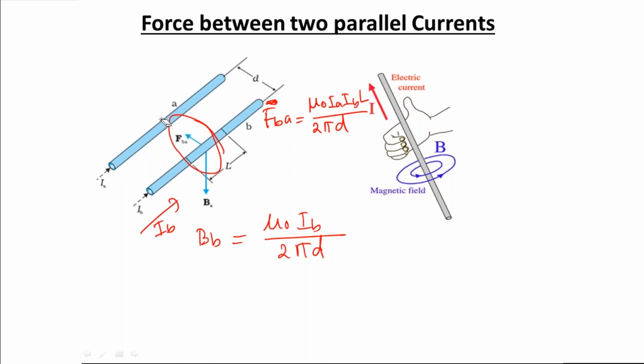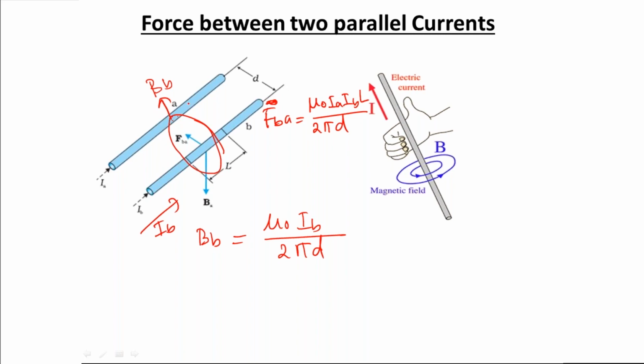Okay, it will be coming out of the plane of the paper, so kind of this direction, like this. Okay, coming out of the plane of the paper. So this is B, the magnetic field created by the current I_B, or the current conductor B, on this wire A.